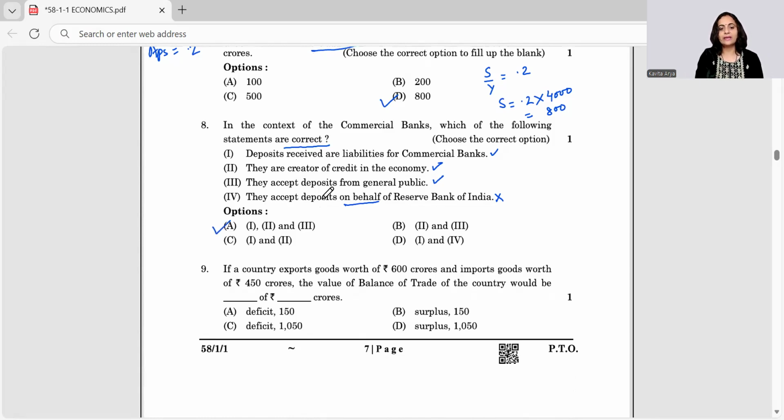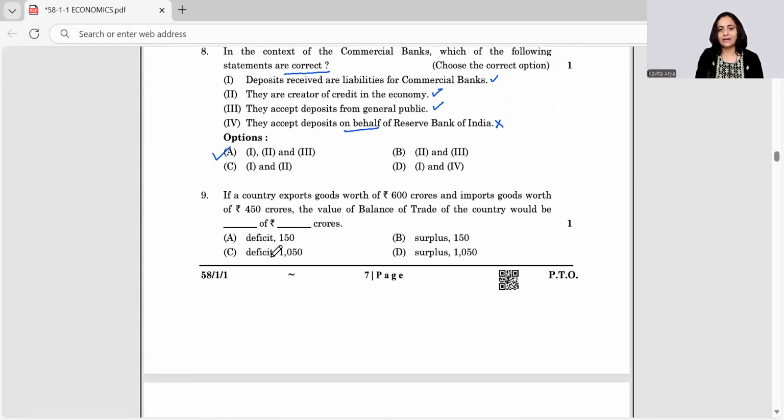Now, if a country exports goods worth rupees 600 and imports rupees 450 crores, right? So the value of BOT, you just have a clear idea. Exports are more, imports are less. So the situation is good or bad? It's good. They are in surplus. And what's the surplus? The difference between the exports and imports. So my answer would be, it's going to be the surplus and that too 150.